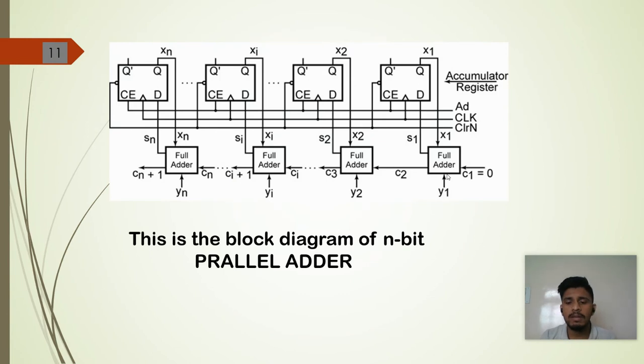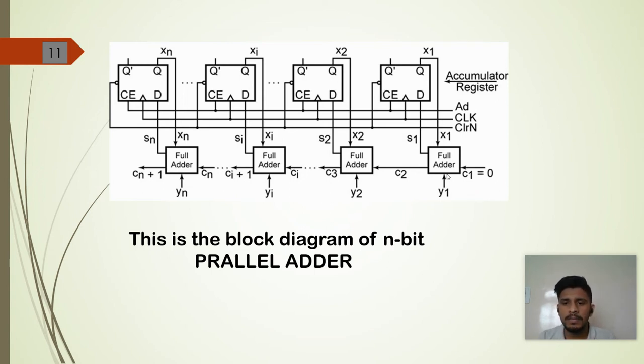This is the block diagram of an n-bit parallel adder. You can see in the diagram that ADD, which is known as the addition operator, adds x1 and y1, which are the two inputs. So ADD is the function which operates between x1 and y1. C1 is the initial carry, one stage which we are using for x1 and y1 to get S1.